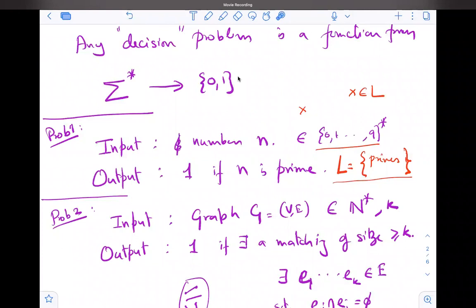So the previous algorithm that was told, what was it? If you want to check whether a number is prime or not, you go over all the numbers between 1 and n, or say between 2 and square root n, and check whether that number divides n or not.